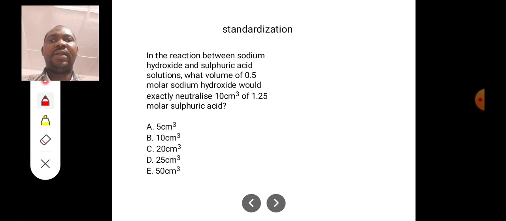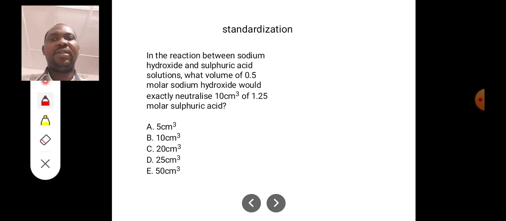Now, there are different calculations. The first one here is standardization. Let's look at this question. It says in the reaction between sodium hydroxide and sulfuric acid solution, what volume of 0.5 molar sodium hydroxide will neutralize 10 cm cube of 1.25 molar sulfuric acid?